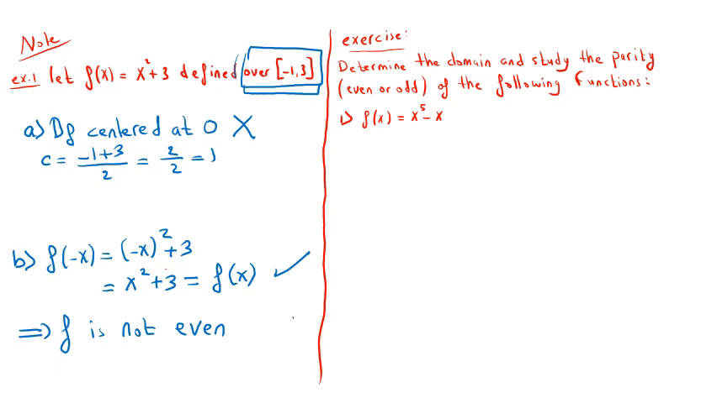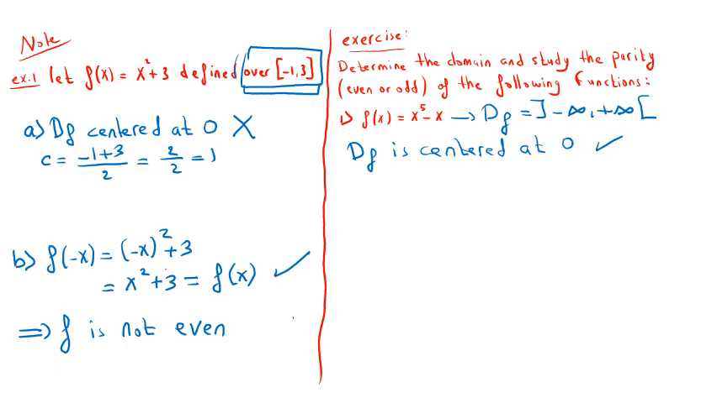Exercise: determine the domain and study the parity. The parity means even or odd or neither of the following functions. F of x equals x power 5 minus x. It is a polynomial function. Domain: minus infinity, plus infinity. Domain is centered at 0. The first condition is done.